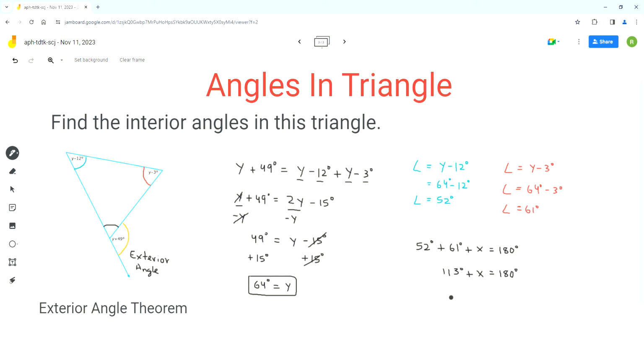We can isolate x by subtracting 113 degrees from both sides. So now the 113 degrees from the left side cancel each other out, and we are left with 180 degrees minus 113 degrees. So I got 67 degrees. So these are the three interior angles in this triangle: 52 degrees, 61 degrees and 67 degrees.